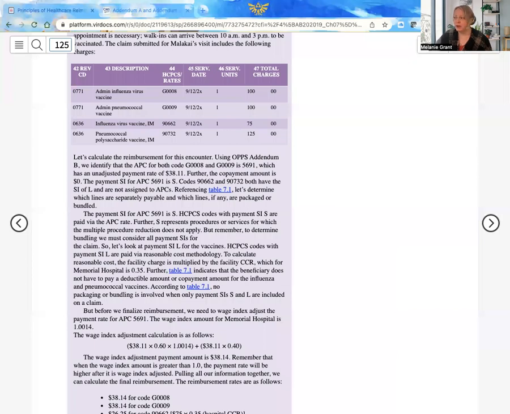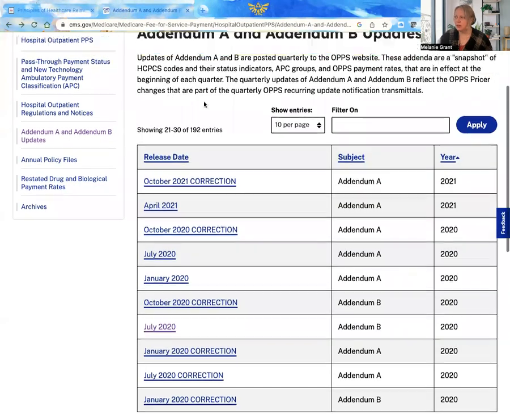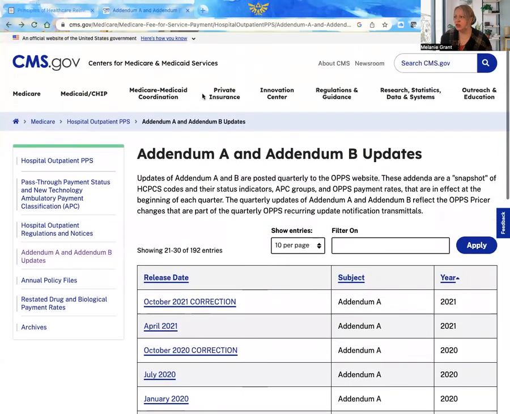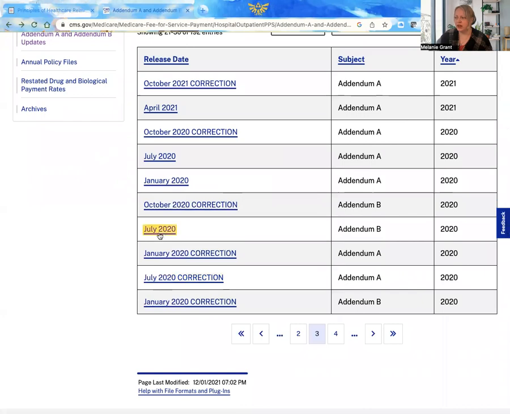Now, you may be wondering, where did we get the information for the APC indicator? We use the OPPS Addendum B. To find this, you can do a quick search and say OPPS Addendum and find the information, which will pull directly from cms.gov. I've pulled that up here and pulled up the 2020 July Addendum B, which comes in your downloads.